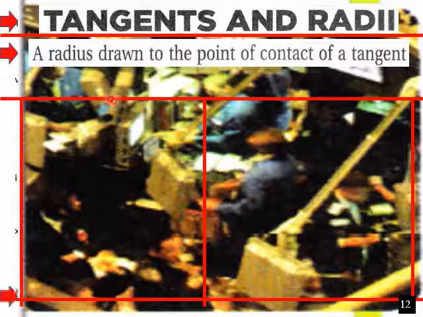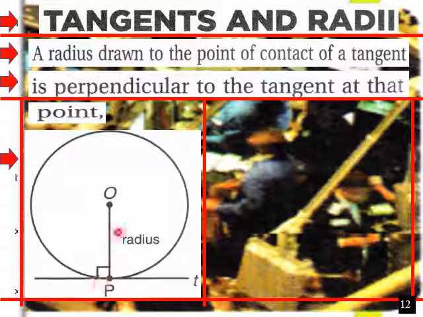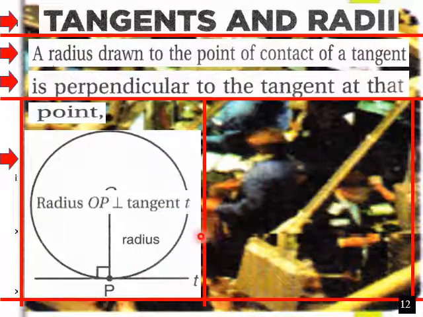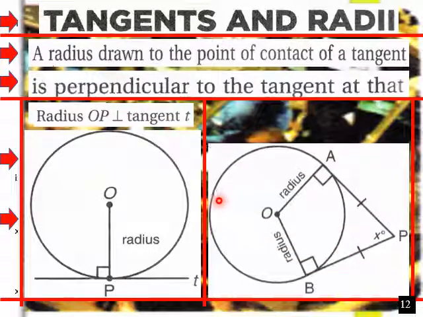So let's go into a table. Tangents and radii. A radius drawn to the point of contact of a tangent is perpendicular to the tangent at that point. In this case, this is a radius and its tangent here at P. So the radius OP is perpendicular to tangent T. In this situation, we have a radius and tangents, and both are perpendicular to each other.